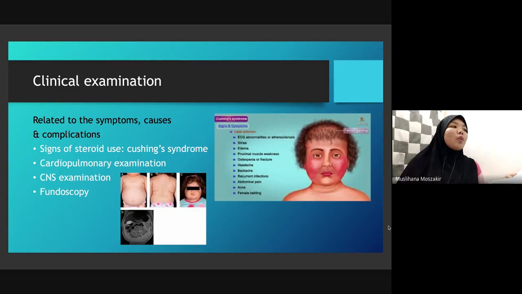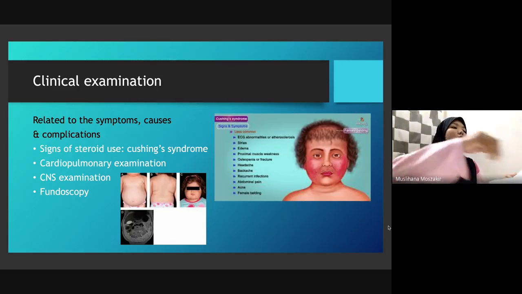And if the patient has heart disease, we can do a cardiovascular and also respiratory examination. And we need to do a central nervous system examination in case the patient develops a complication of the central nervous system. And then fundoscopy. From the fundoscopy, we might find papilloedema and hemorrhage, or even exudate.